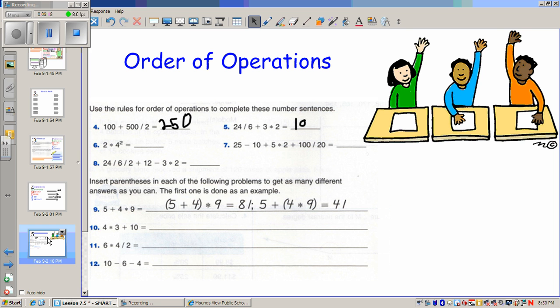Finish up these problems and bring them in done tomorrow. Again, remember on 10 through 11, just insert parentheses one time. Let's see how many different answers we can get with everybody just inserting them once.